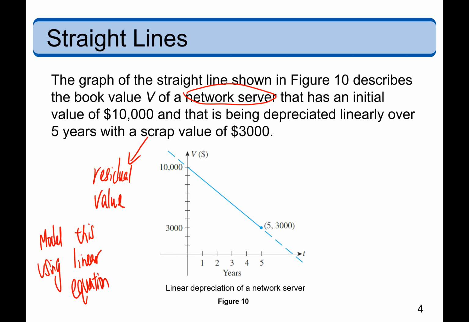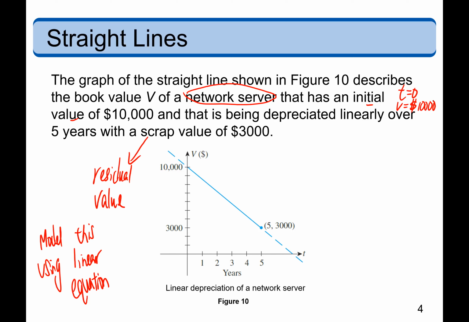Let's think about this. Initial value, meaning when you purchase the machine. So there are two elements here. One of them is time t, right? The other one is the value of the machine. So for the initial value, when time t equals 0, the value of the machine is $10,000, right? So this is the first scenario.